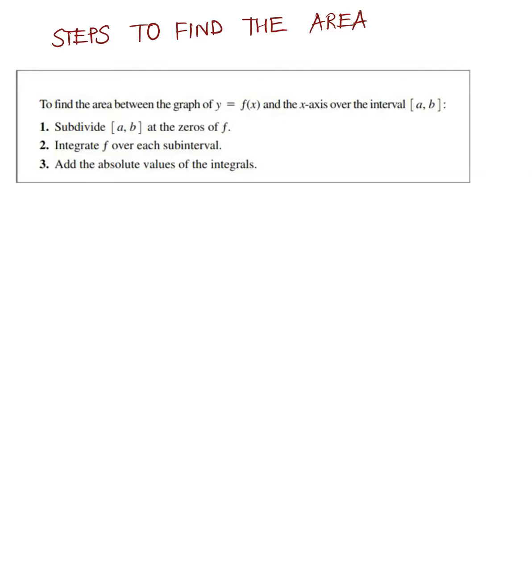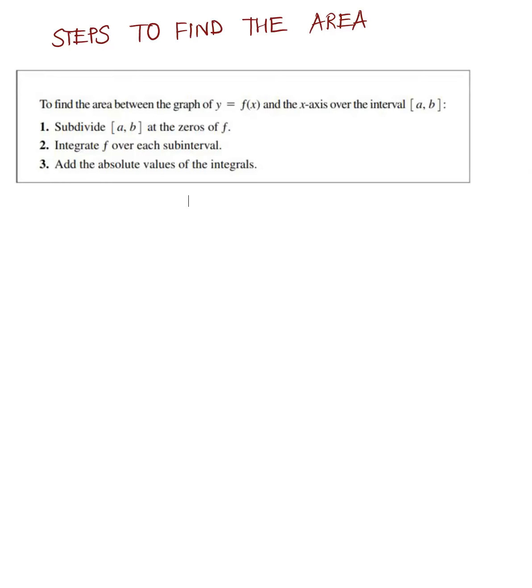The steps are that you'll first subdivide the interval AB at the zeros of f, because at zeros, which are the x-intercepts basically, that's where the graph crosses the x-axis. So you know whether it's going up above the x-axis or below the x-axis to know if the area will be positive or negative. For that reason, you subdivide the interval at the zeros. Step 2 is to take the integration of f over each of those subintervals. And step 3 is take the absolute value of each one of them and add them up.